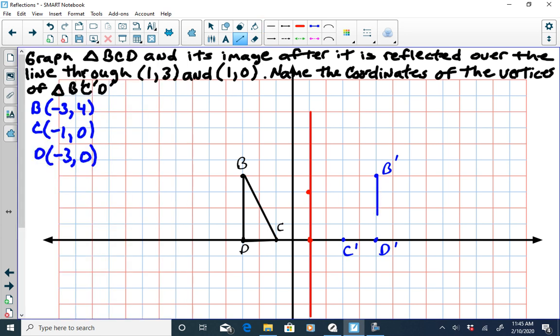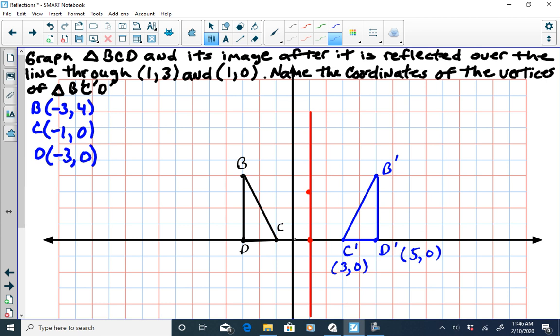You want these figures to look exactly the same, so they have to be congruent. It does ask us for the coordinates, so let's name our coordinates. C prime is located at what? 1, 2, 3. So C prime is at 3, 0. Point D prime is at 5, 0.